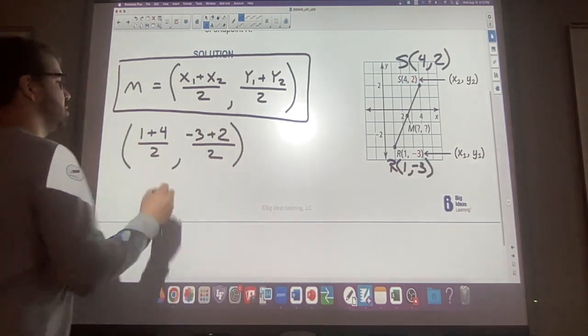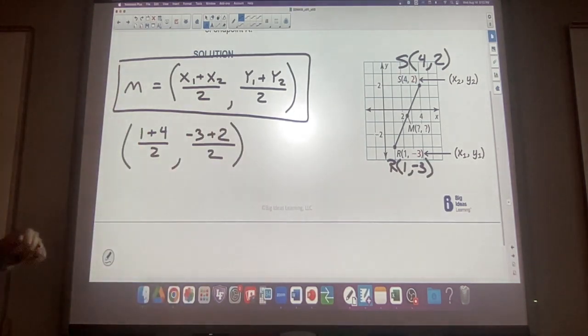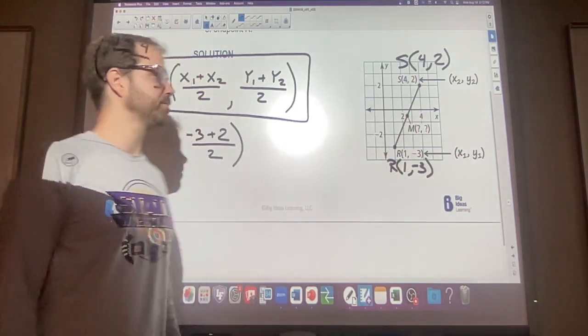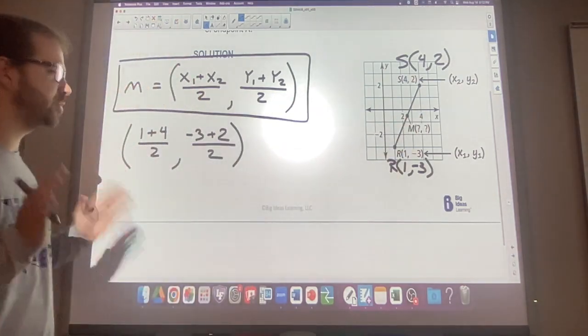All right, this is our point. So all we have to do is figure out these values, and we have our midpoint. And you should be able to look at this picture and make sense of it. It shouldn't be way off the graph. It should be exactly what you're expecting.